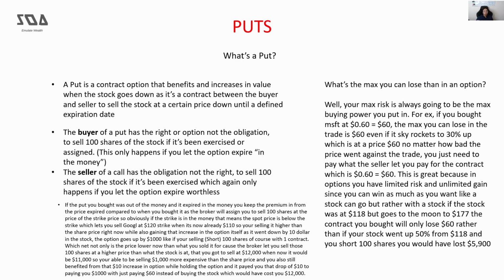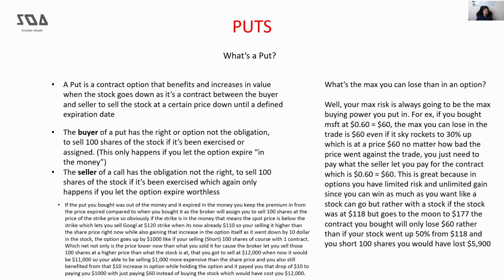Not only is the price lower now than what you sold it for, because the broker let you sell those 100 shares at a higher price than what the stock is at now, you got to sell at $12,000 when it would now be at $11,000, which is good because you're making a profit there of $1,000.